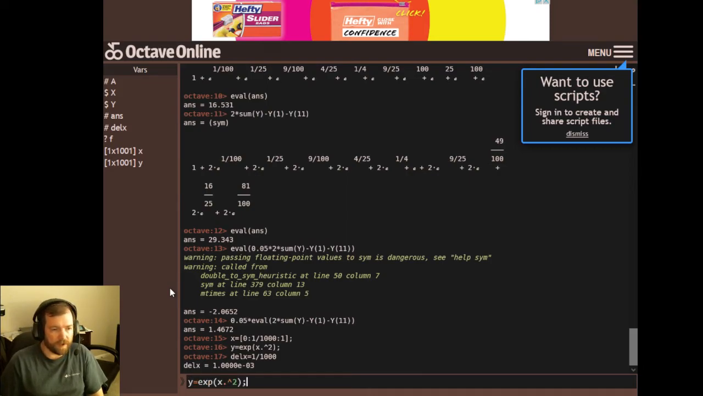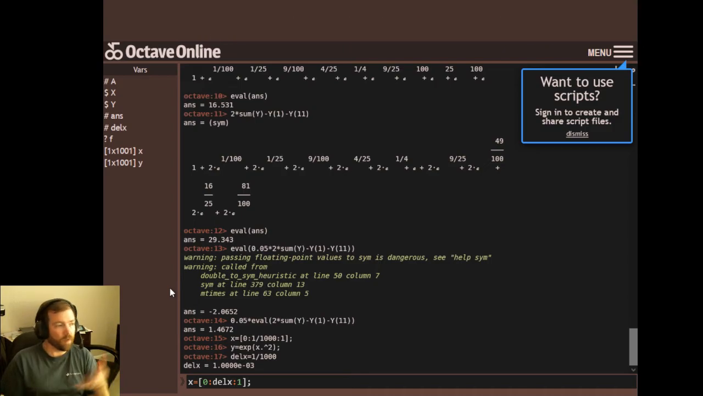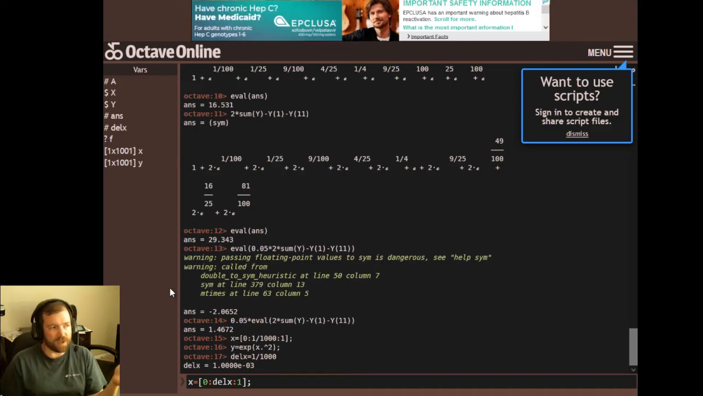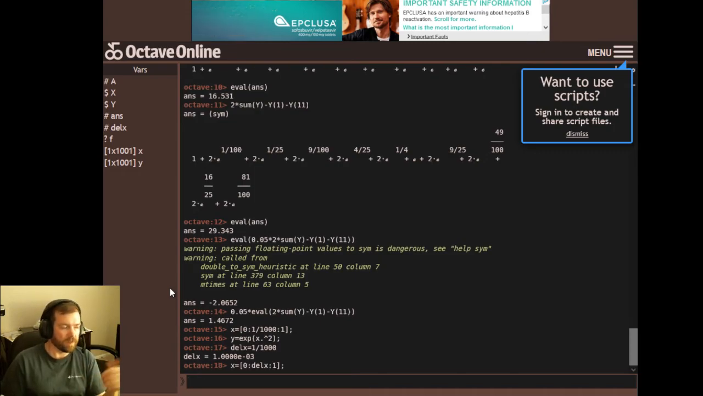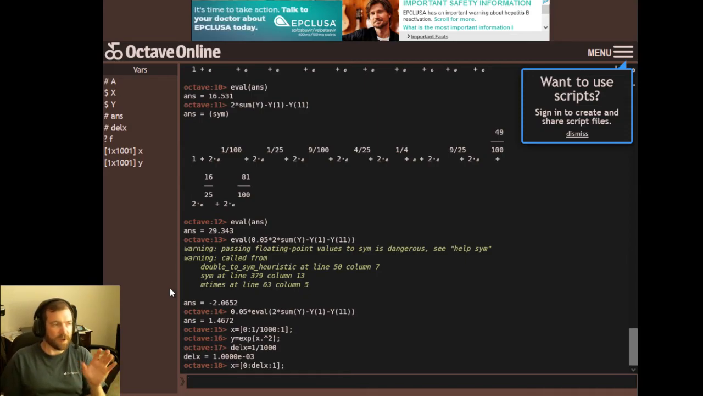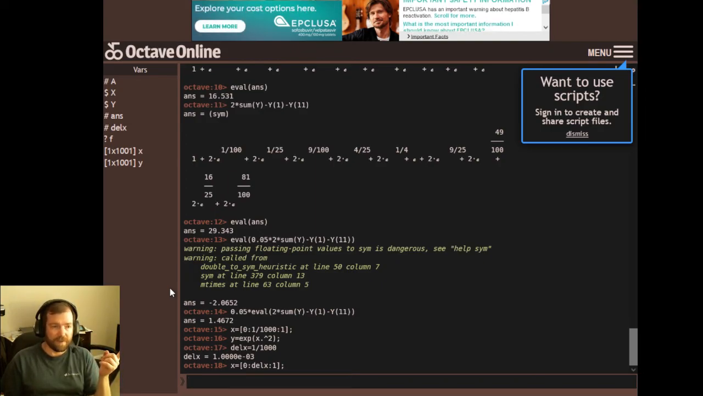Okay, then technically what I'd want to do is actually not use this, but use it as 0 colon del x colon 1. And now, whatever the size of del x is, it's just going to use it. So in this case, it's 1/1000th. And again, it's going to give us a 1 by 1001 matrix. Now, technically nothing changed. It's just a matter of syntax, and how you type this in so that it's the least amount of work for when I change something.